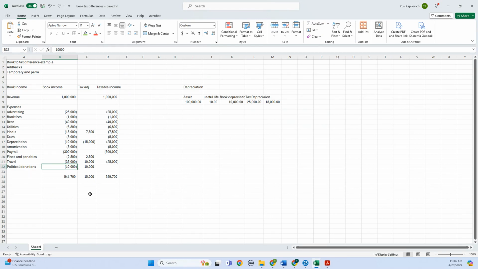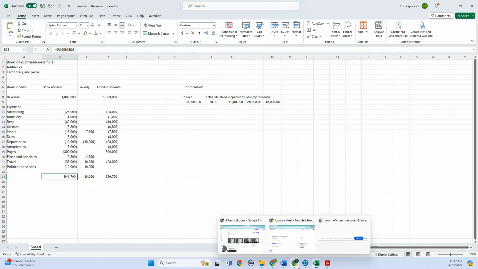And last but not least, political donations are not allowed. You cannot get a charitable deduction for a donation made to a political party. So $10,000 was donated for book purposes. That is an unfavorable adjustment for tax purposes, because you get no deduction. In the grand scheme of things, when you add all this up, your overall add back is $15,000. So your net income went from $545,000 before the adjustments to $560,000. So it essentially increased by $15,000. So this is the overall summary.